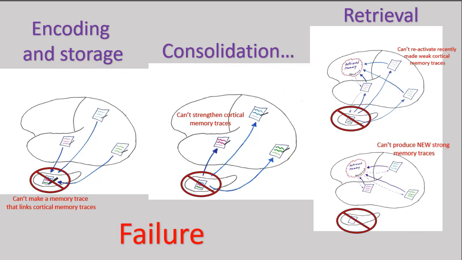Notice what happens if we don't have a hippocampus. Over here, we won't be able to make a memory trace that links together the cortical memory traces. With respect to retrieval, we won't have a hippocampus to help us reactivate those recently made weak cortical memory traces. And then we won't be able to produce new, strong memory traces in the cortex because we don't have a hippocampus, which is what drives the consolidation process. So with no hippocampus, we can't strengthen cortical memory traces.